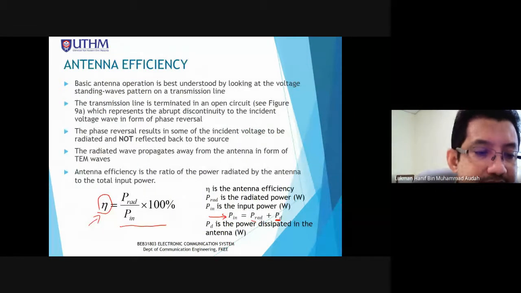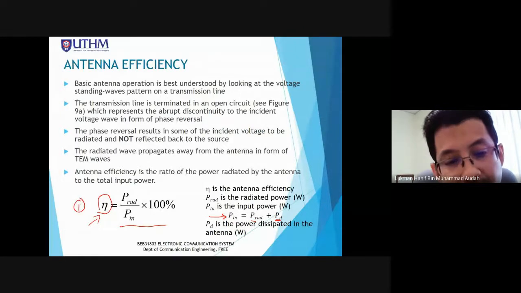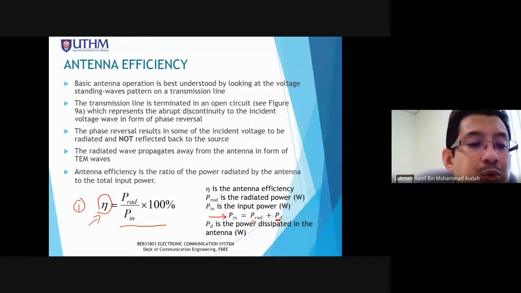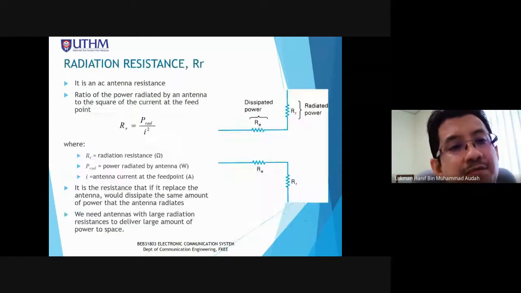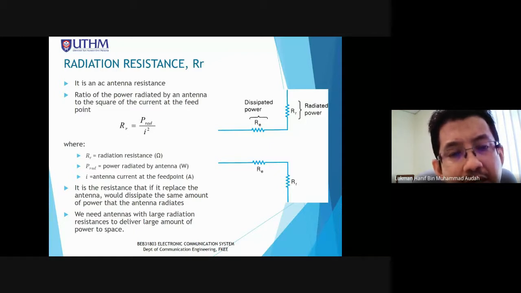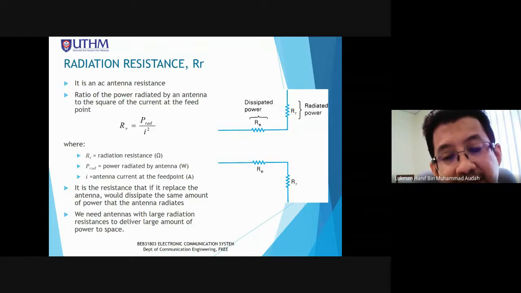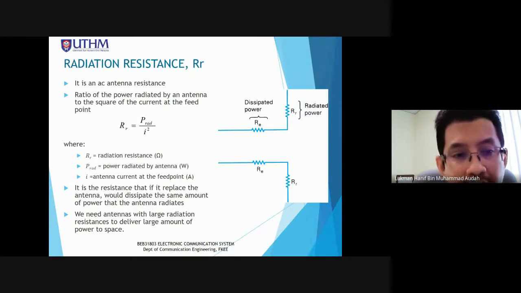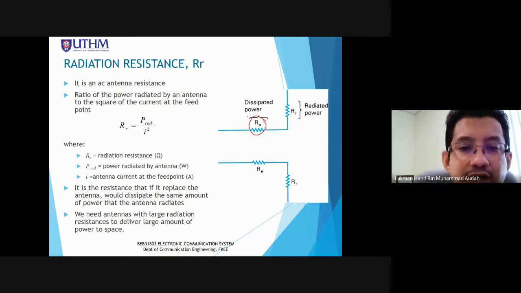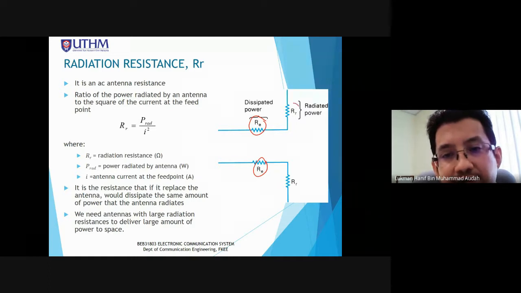And you see that this is the first equation for the efficiency. So ada lagi beberapa persamaan yang boleh digunakan untuk mengukur antenna efficiency. Okay, so antenna efficiency, kita boleh juga melihat, kita boleh melukis antena ini dalam bentuk schematic diagram, yang mana ianya digambarkan dalam bentuk dua jenis resistance, which what we call as RE and RR. RE is the effective antenna resistance, and RR is the radiation resistance by the antenna.